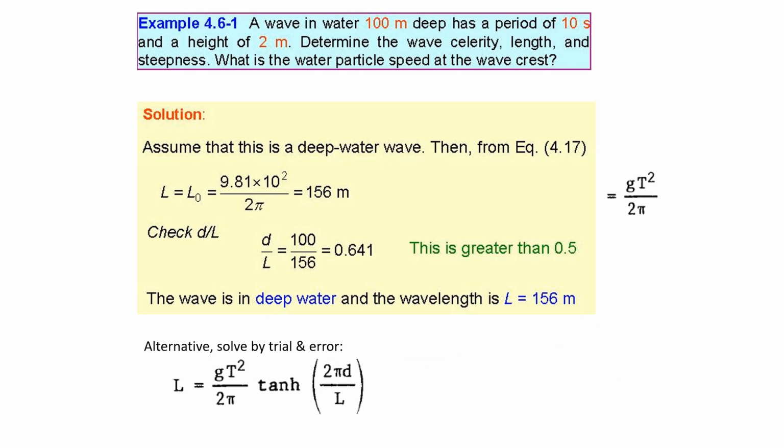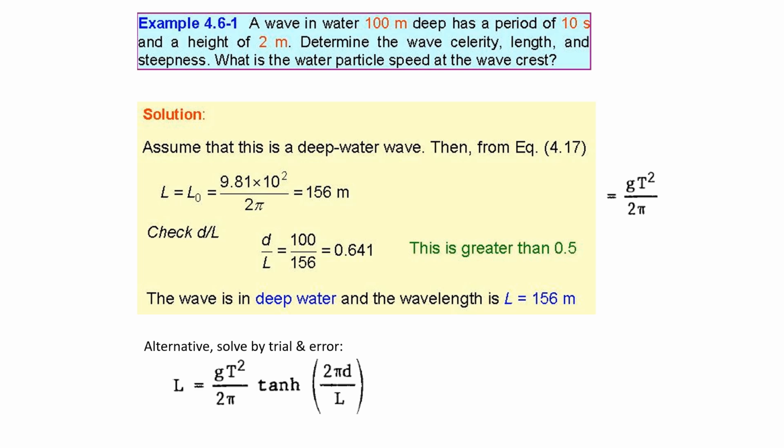Let's look at an example here. We have a wave in water 100 meter deep with a period of 10 seconds and a wave height of 2 meter. Determine the wave celerity, wave length, and wave steepness. It then asks what is the water particle speed at the wave crest.